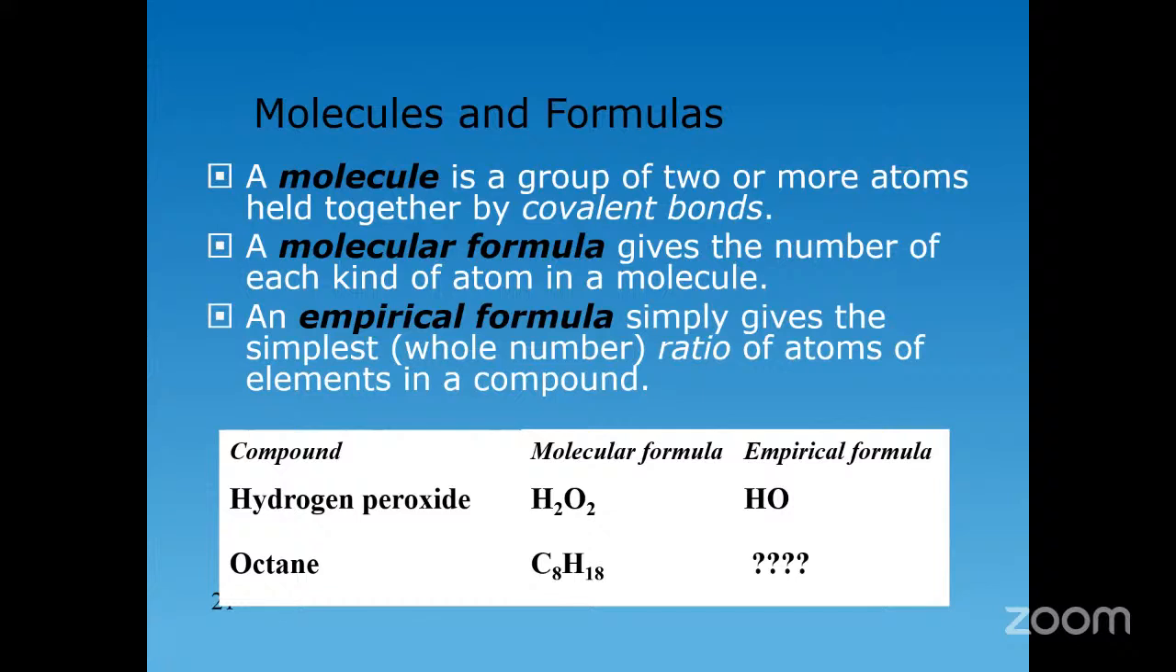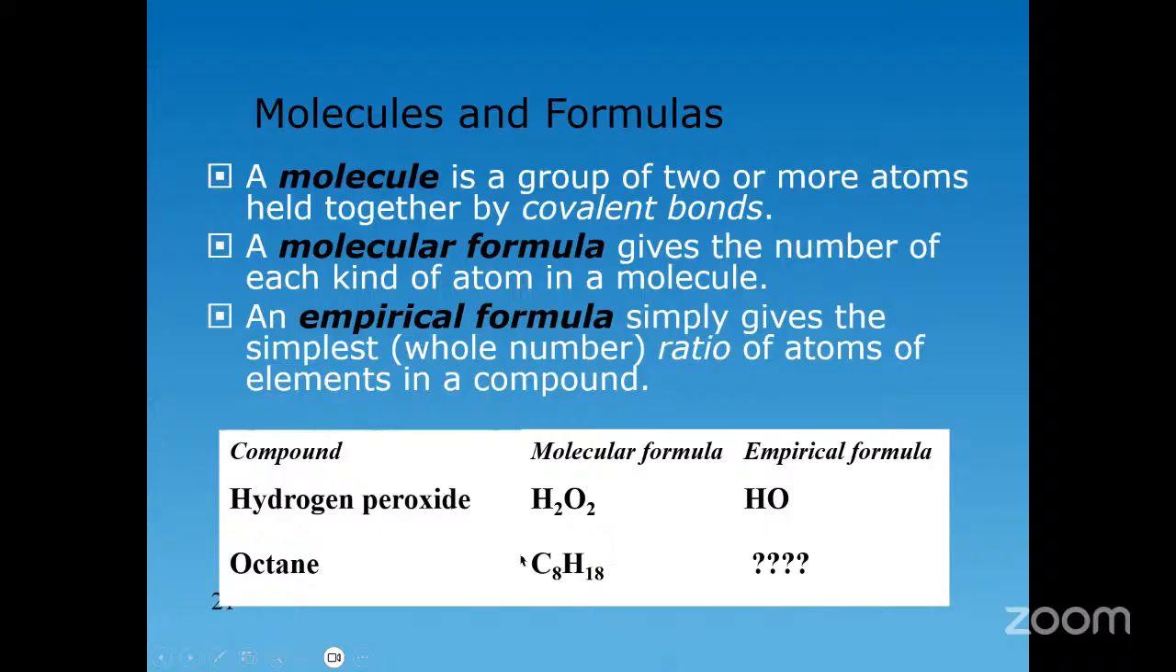So just to give you an example of a difference between the empirical formula and the molecular formula, what we see here is the molecular formula for hydrogen peroxide, right? Basically what that formula tells you is that for every molecule of hydrogen peroxide, you have 2 atoms of hydrogen and 2 atoms of oxygen, right? The empirical formula gives you the simplest atomic ratio between the different atoms in the compound. So as you can see here, the empirical formula for hydrogen peroxide is simply HO, all right?